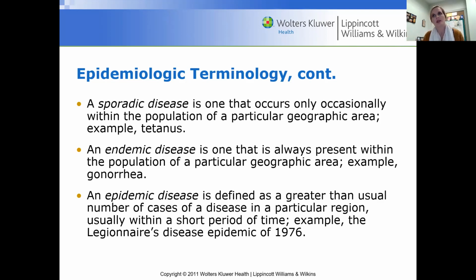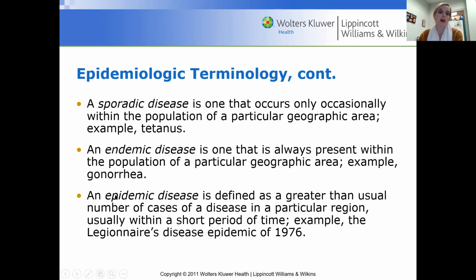It's not something that we see all the time, but every once in a while it's normal for somebody to pop up with tetanus. So it's very sporadic, just every once in a while. Whereas an endemic disease is one that is always present within a population of a particular geographic area.